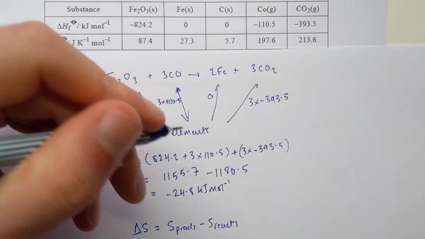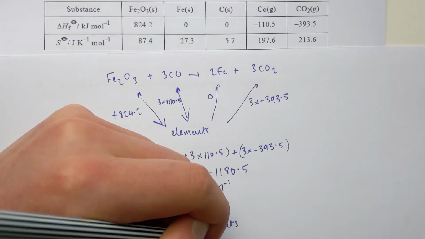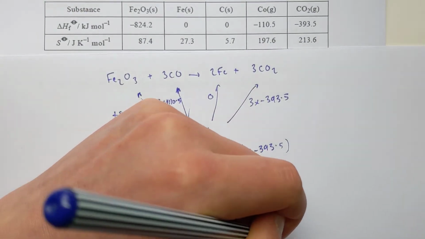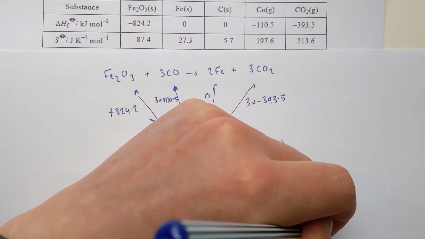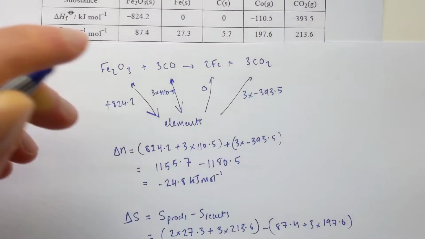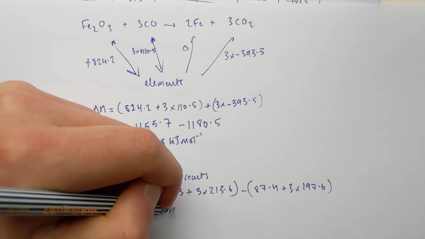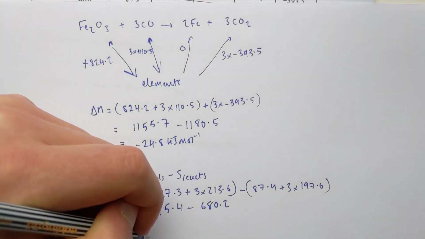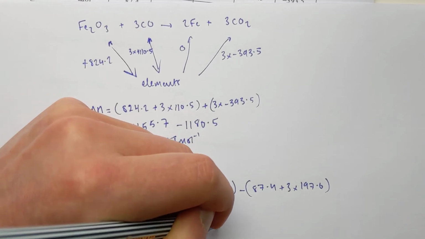So the entropy of the products first. The first product is iron. It's going to be 2 times 27.3 plus 3 times carbon dioxide, 3 times 213.6. Taking away the entropy of the reactants. So that's going to be 87.4 for iron oxide plus 3 times 197.6 for carbon monoxide. My two brackets are therefore 695.4 for the first bracket minus 680.2 for the second bracket. That comes out as a final answer of positive 15.2 joules per Kelvin per mole, remembering the slightly unusual units for entropy.